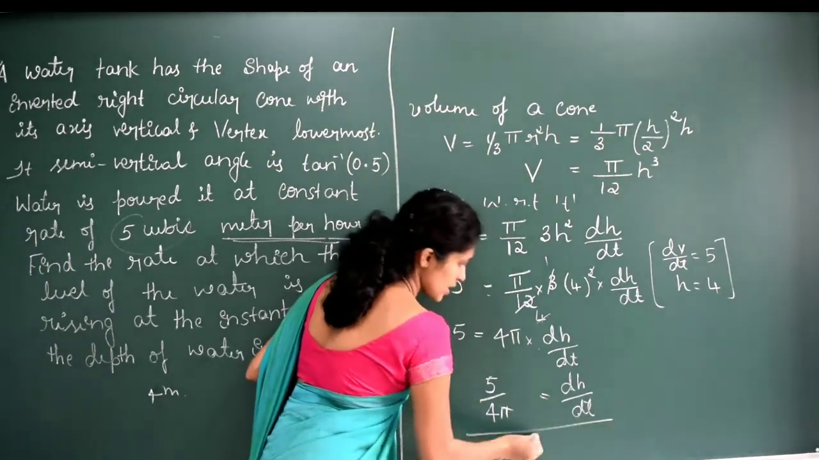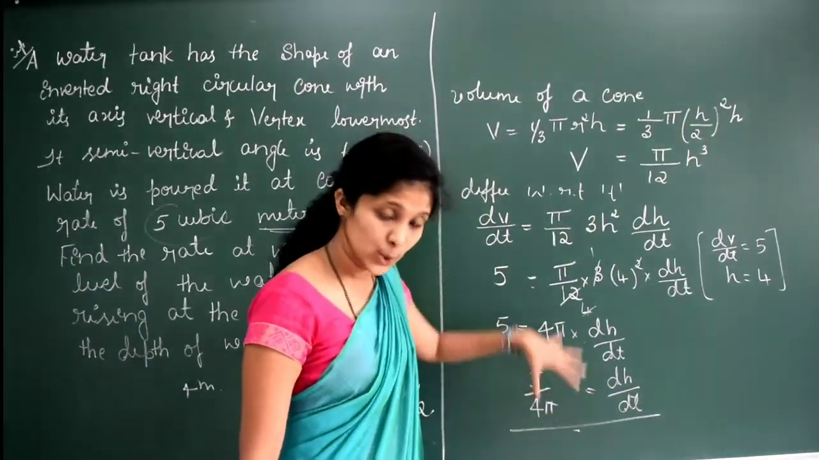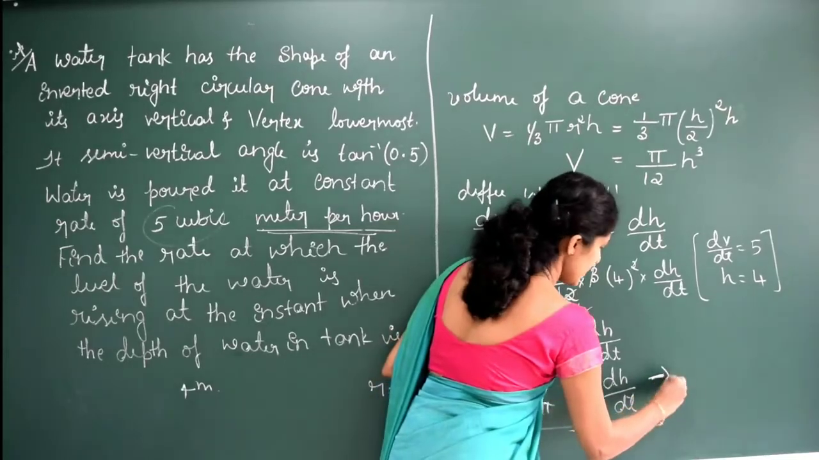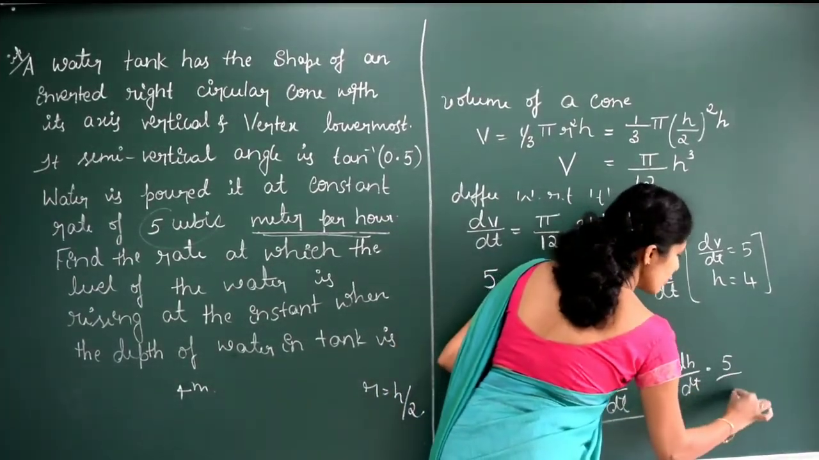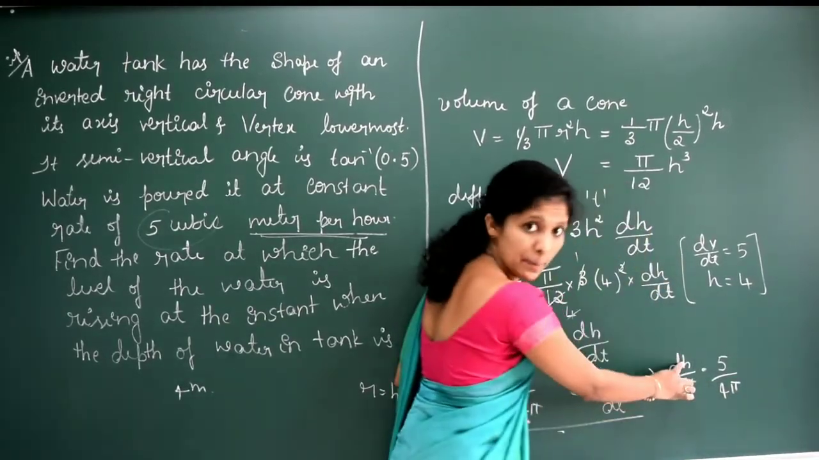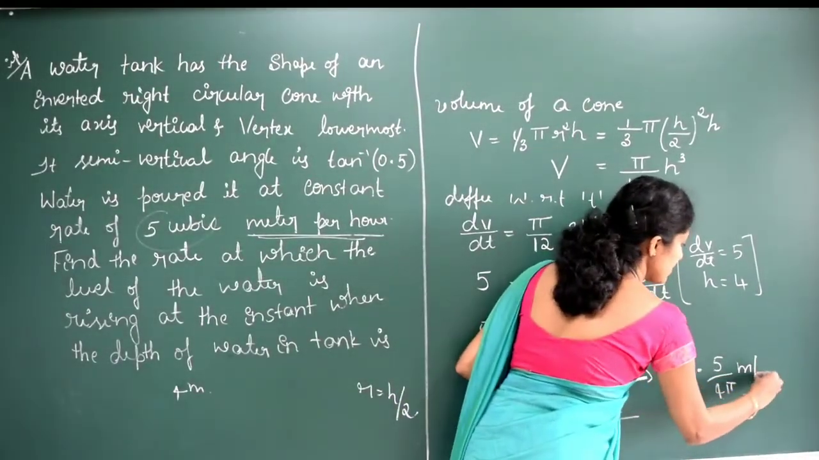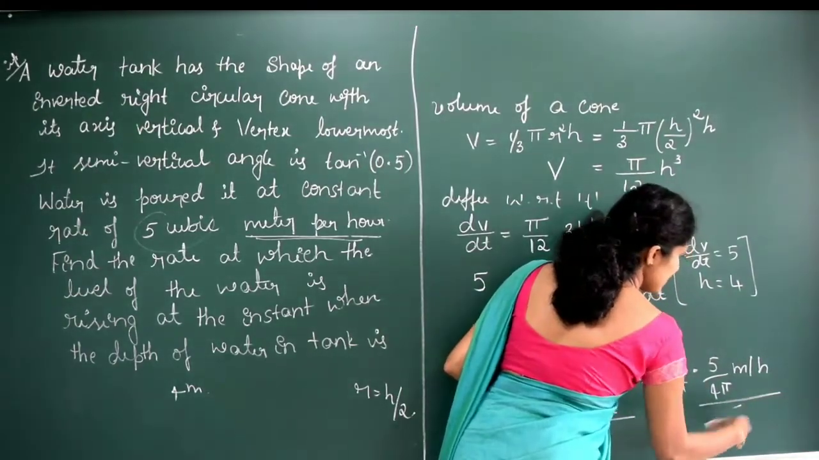Is it clear? So I forgot to write the unit. This is important. What will it be? dh by dt is equal to 5 by 4 pi. h is in meters, right? And time is in hours. So 5 by 4 pi meter per hour.